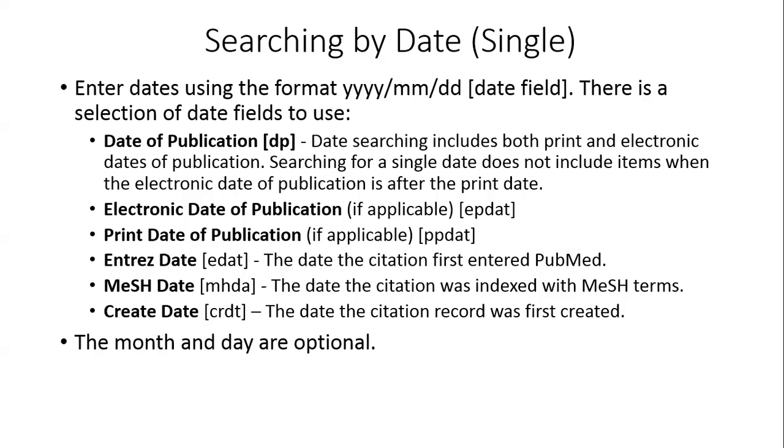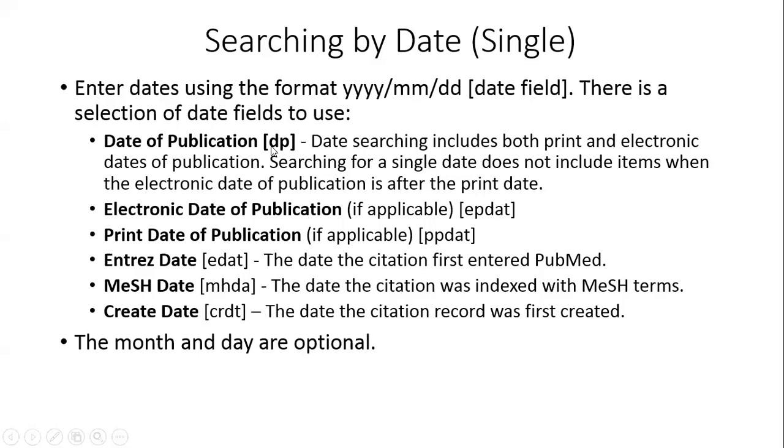If you want to search by dates, you can use a format where first you tell the year, then month, and then date, and provide the date fields. Now there are different date fields that I am going to explain just after a while. The different date fields available for searching PubMed include date of publication, which can be specified using the tag DP.